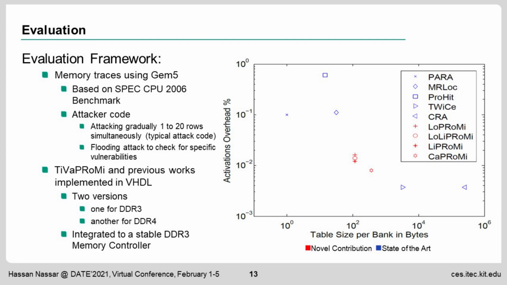TiVaPRoMi was evaluated through the following framework. Memory traces were generated using Gem5 and based on the SPEC CPU 2006 benchmark, attacking multiple rows using a typical attack code and a flooding attack to check for specific vulnerabilities. TiVaPRoMi and previous works are implemented in VHDL, and as seen from the figure, blue ones are the previous works, red is TiVaPRoMi. In the trade-off between area overhead and activation overhead, it is clear that TiVaPRoMi is in the middle, giving a good trade-off between both penalties.